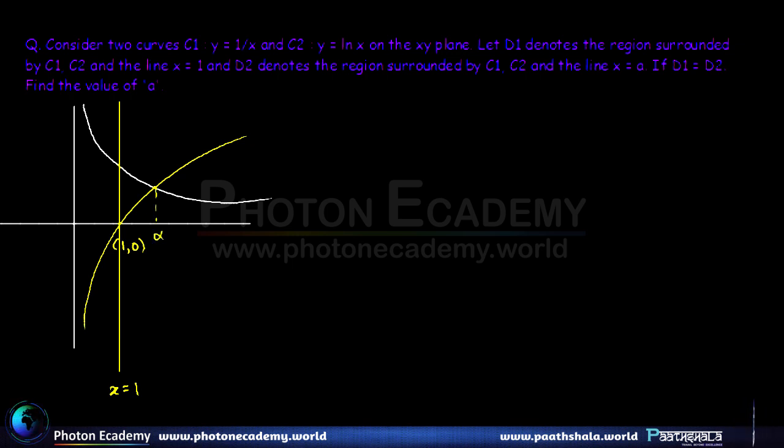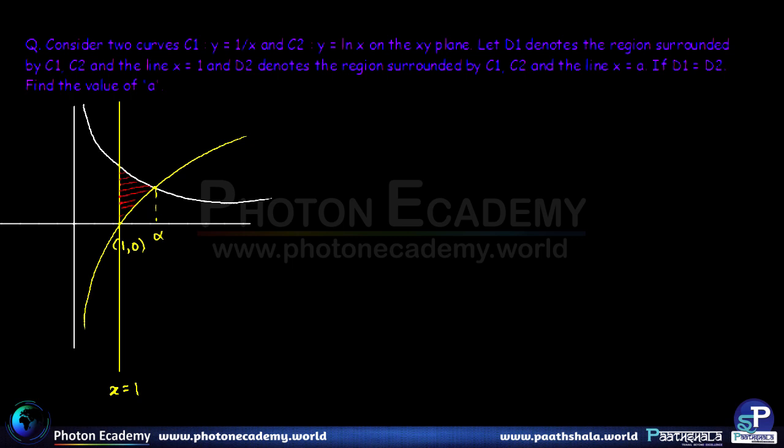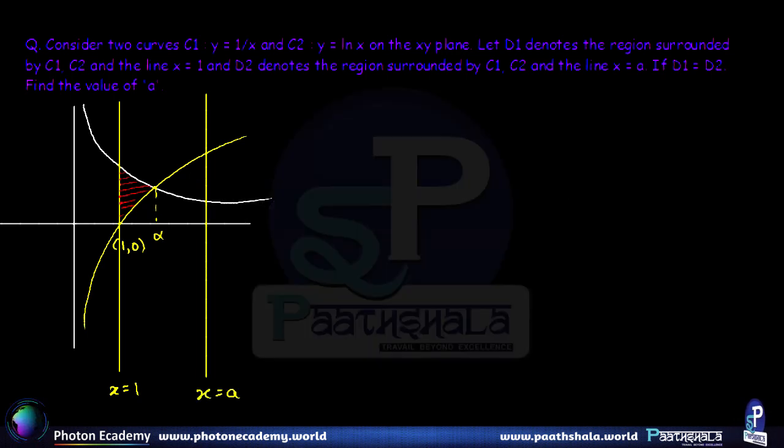So it is some point alpha, and D1 is the region surrounded by the line and C1 and C2. D2 denotes the region surrounded by C1, C2 and the line x equal to A. So A has to be greater than alpha definitely. So let's draw this line x equal to some A. So this is x equal to A, and D2 will be this region.